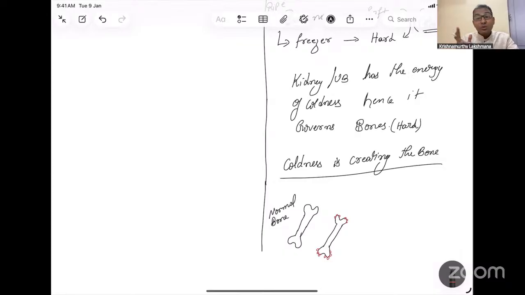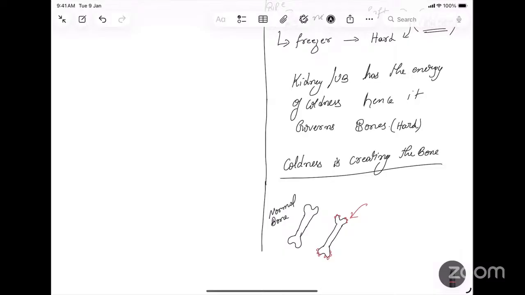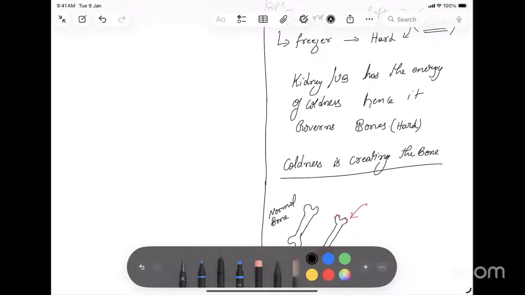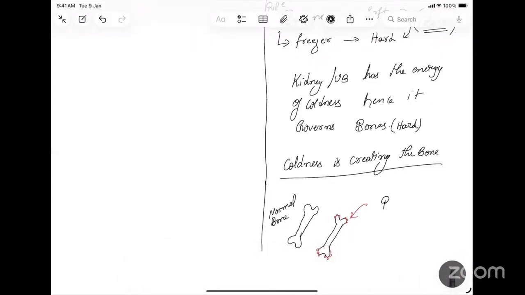So now what do you think has happened? The extra coldness has increased in the bones, which was not required. Now the coldness creates the bone, so if the extra edges are growing, there is extra coldness. So in this case, I will have to reduce the coldness. How do I do it?